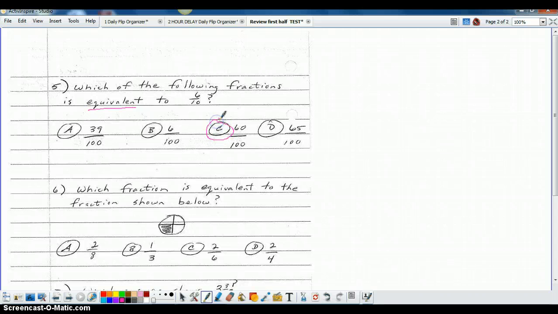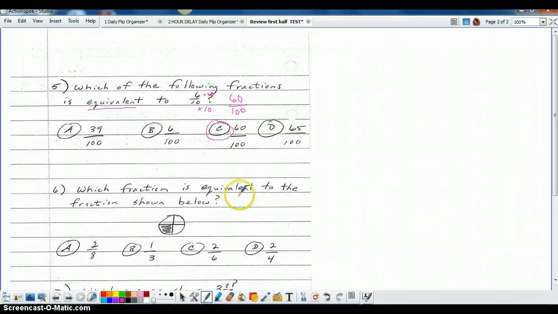Well, it's 60 over 100, because if you multiply the numerator 6 by 10, you're going to get 60. And if you're looking for equivalency, whatever you do to the numerator, you must do to the denominator, which means you multiply that by 10. 10 times 10 is 100. So an equivalent fraction to 6 tenths is 60 one-hundredths.